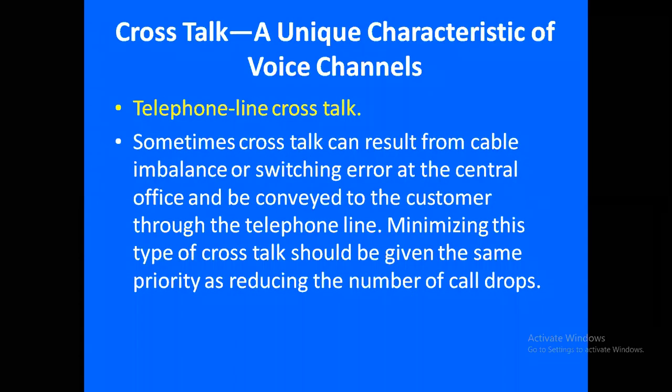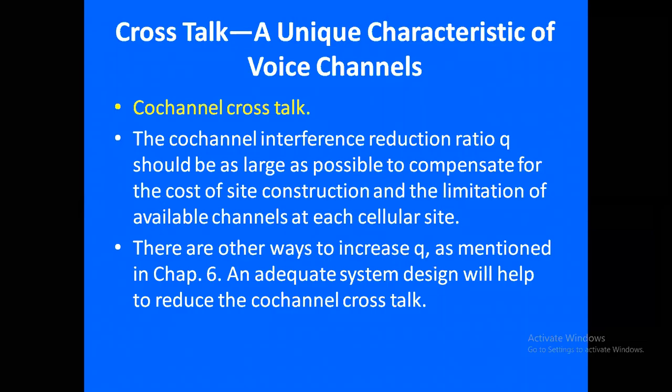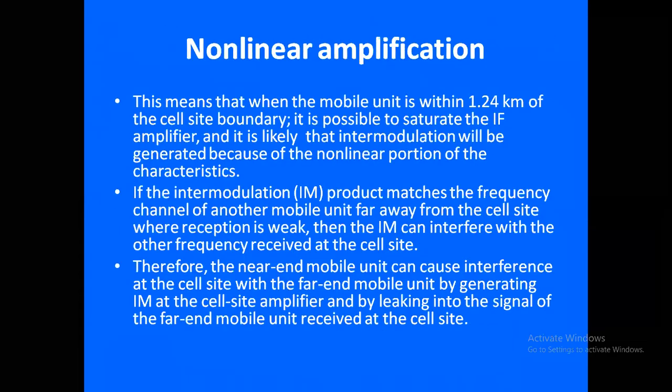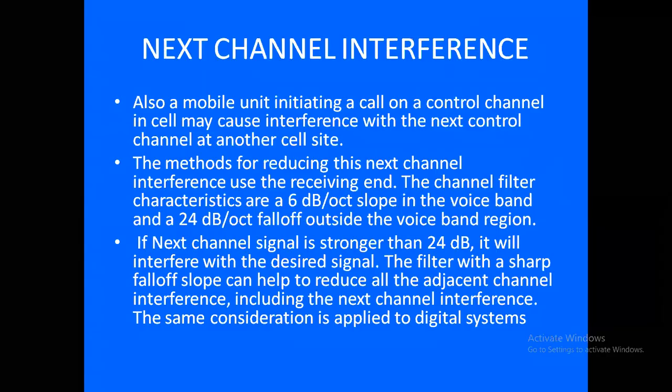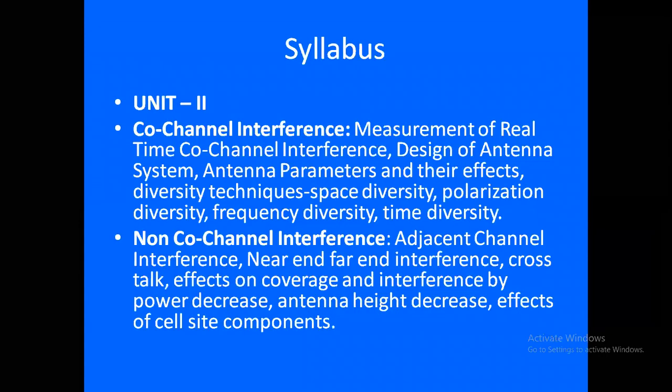So with this, we have completed crosstalk. We have completed adjacent channel interference, near and far end interference, and crosstalk. The remaining topics are effect on coverage and interference by power decrease, antenna height decrease, and effect of cell site components. We will be seeing them in the next class.